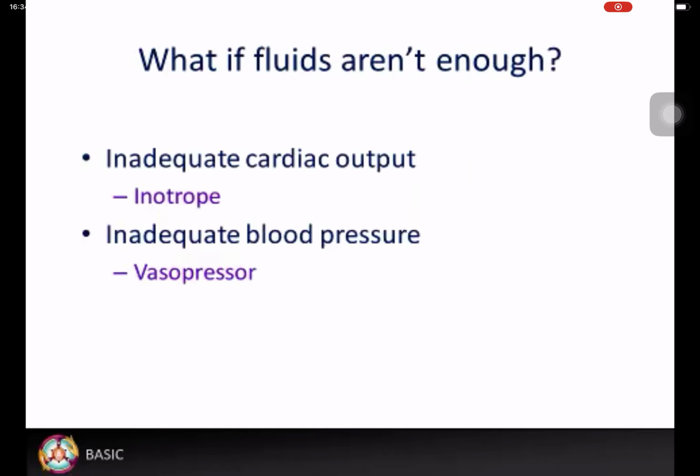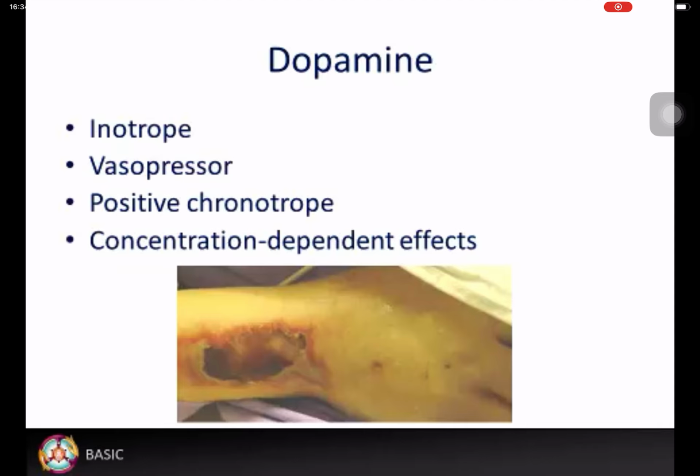What if fluids are not enough? In simple terms, give an inotrope to increase the cardiac output and a vasopressor to increase the blood pressure. Dopamine is an inotrope, chronotrope, and vasopressor with concentration-dependent effects. Its vasopressor effects are most marked at high doses.